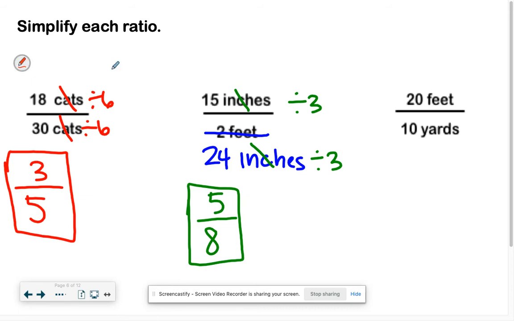20 feet over 10 yards. What's smaller, feet or yards? Feet. Depends on what the context is, but we're talking about the measuring foot. How many feet are in 1 yard? 3. So what's 10 times 3? 30. Alrighty, good job. 10 can go into both of them.